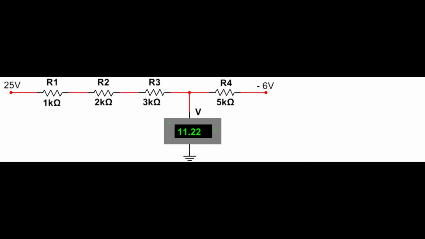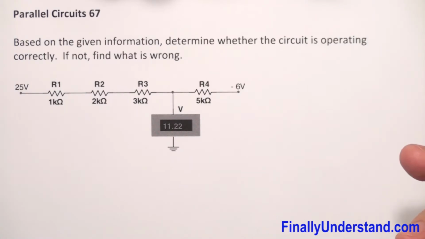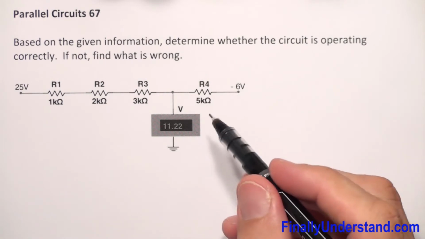We have another example, and again we're supposed to check what's wrong with this circuit. Or maybe everything is fine. So from where are we supposed to start? There are many ways to do it, and I would solve this in this way.